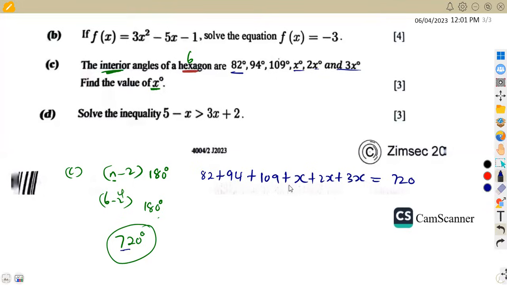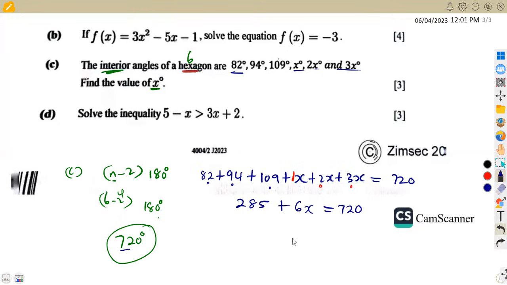So add the numbers together, 84 plus 94 plus 104. This was going to give you 285. Then we add the variables together, that's 1 plus 2, which is 3, plus 3, which is 6. So we are going to obtain 6x, which is equal to 720.